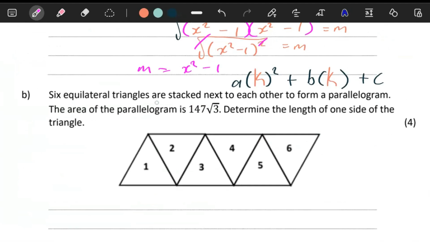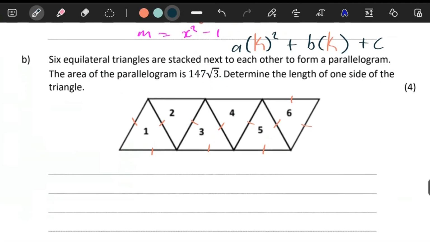6 equilateral triangles. Equilateral means all the sides are equal and all the angles. So 1, 2, 3 are equal. All these are equal. And then it says here, 6 equilateral triangles are stacked next to each other to form a parallelogram. And then it says here the area of the parallelogram is this much. So it's like 1, 2, 3, 4, 5, 6. Well, obviously the area of one triangle is this divided by 6. Determine the length of one side of each triangle.